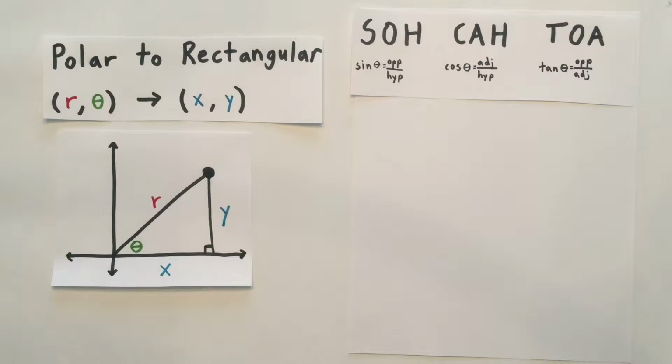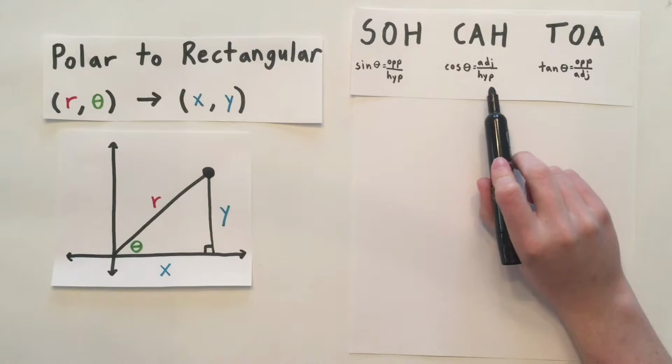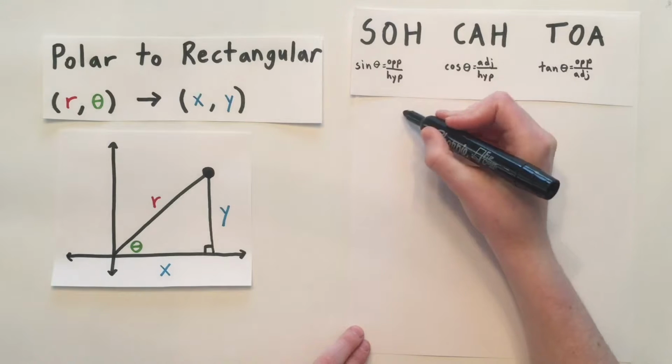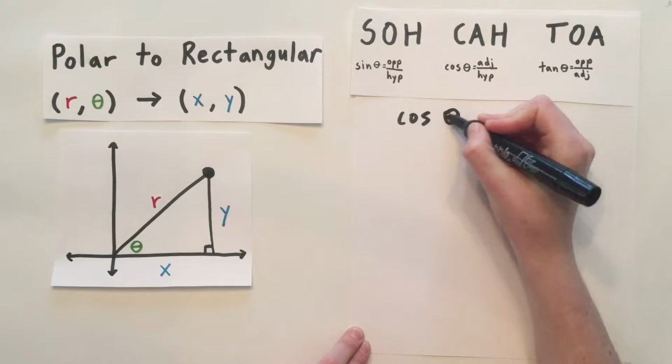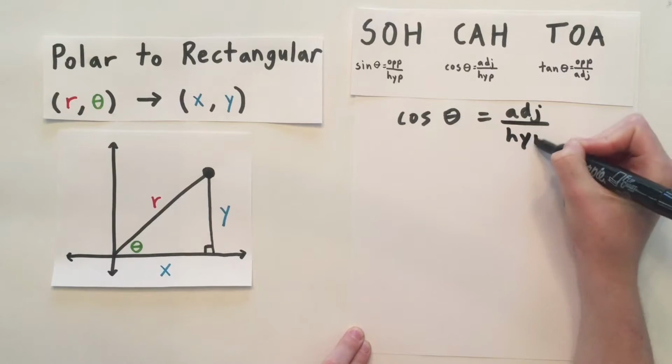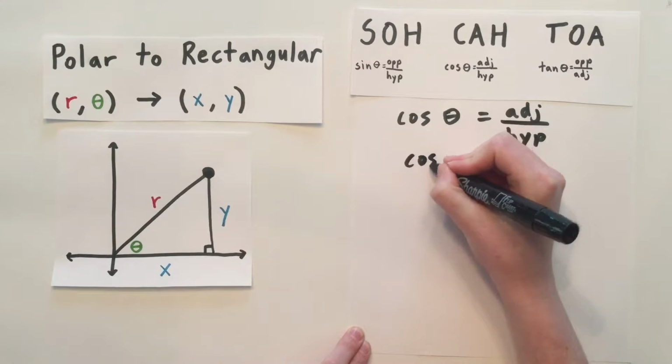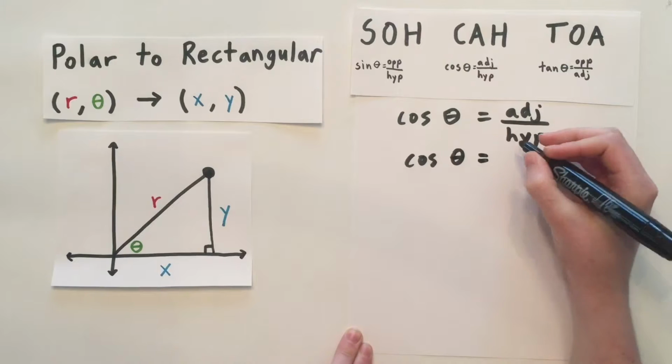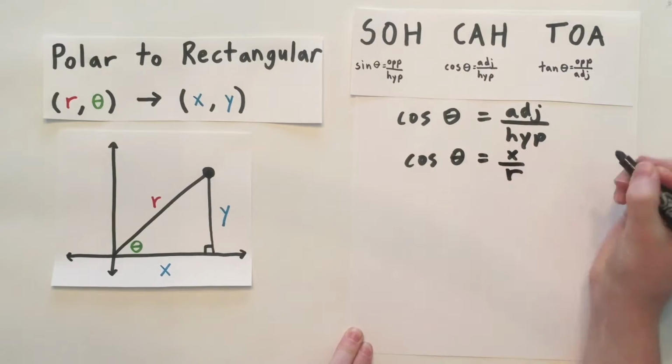First, let's find the x equation. If you look at your graph, x is adjacent to theta and r is the hypotenuse. So you will probably want to use cosine because it includes adjacent and hypotenuse of theta. So on this graph, cosine of theta equals x over r.